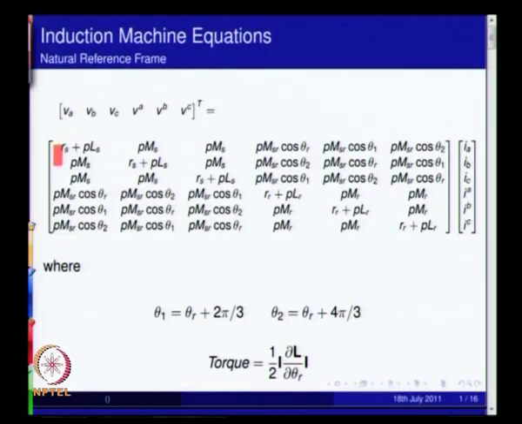So you have 3 stator equations, 3 rotor equations, and you can see that these areas refer to the mutual terms between the stator and the rotor, and they obviously depend on the rotor angle. These angles are again defined here. Theta r is the rotor angle, theta 1 and theta 2 are defined in terms of theta r, and this enters the picture because the rotor is now rotating with respect to the stator.